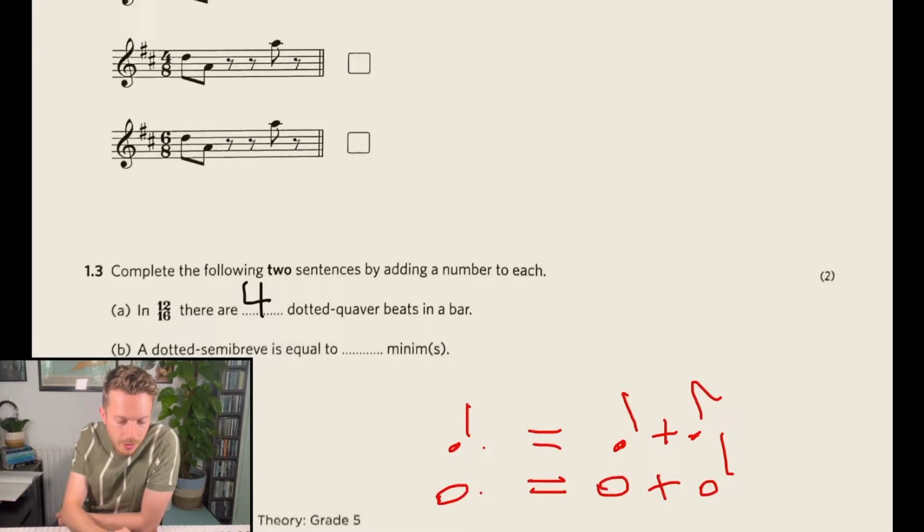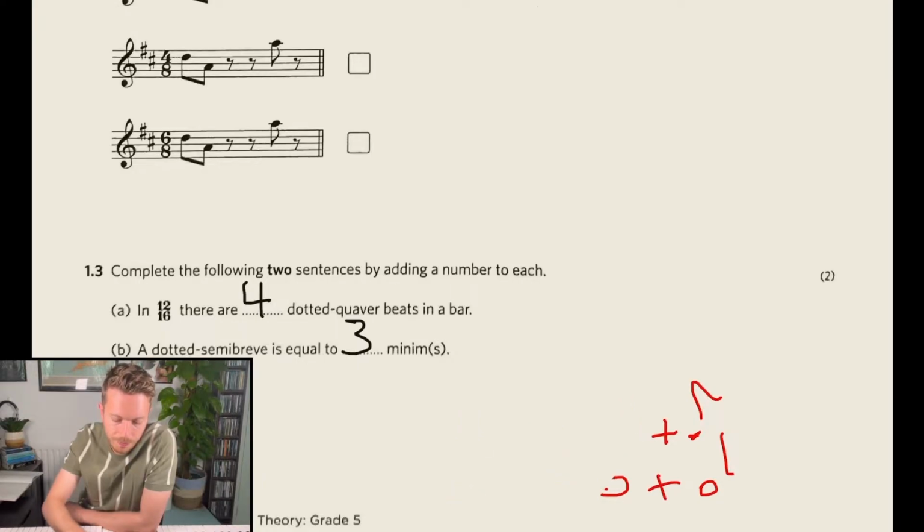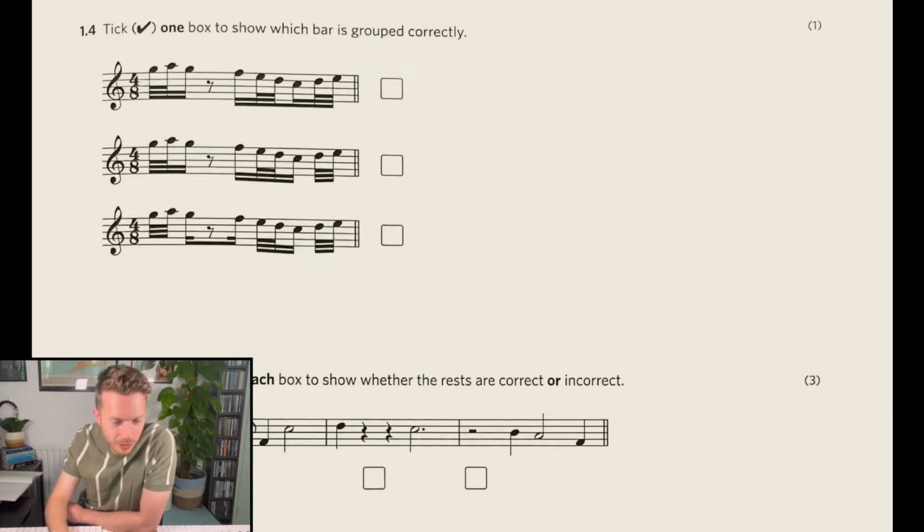So the answer here is how many? So 6 crotchets. How many minims? It's 3, because there are 6 crotchets in 3 minims. Okay, let's quickly move on.